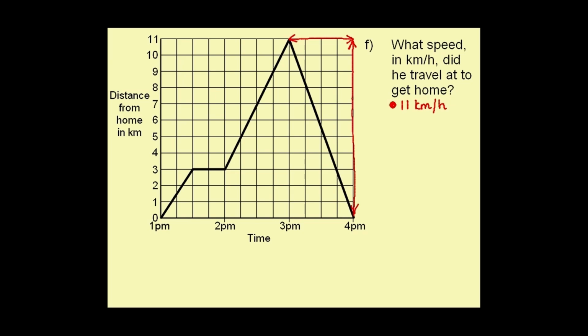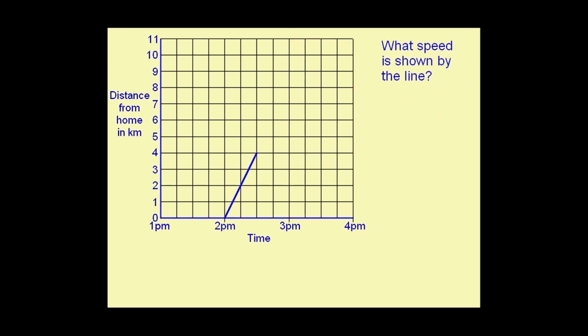Unfortunately, it's not always this easy to work out the speed because we're not always given one nice neat hour. For instance, here I'm being asked what speed is shown by the line, but the line doesn't travel for a whole hour. Why don't you try it first? Press pause and see if you can work out what speed this line is showing. When you're ready, press play.